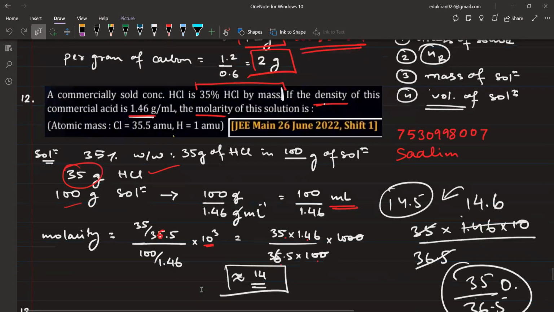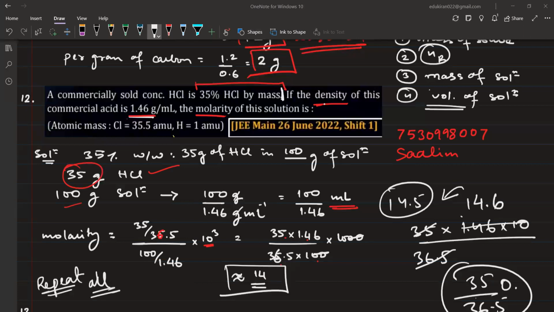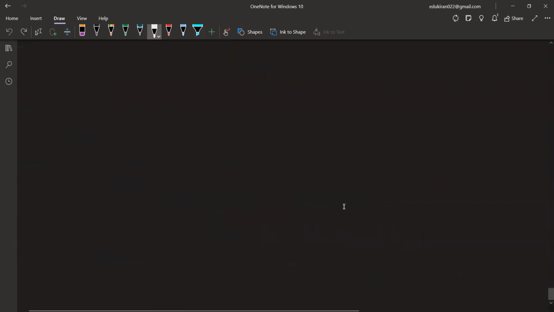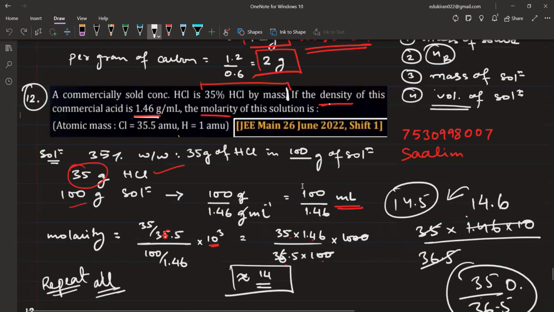Now, what you need to do is repeat all. ठीक है, प्लीज ध्यान रखें. What you have to do, you have to repeat all the questions. जितना I mean, we had done only 12 questions. 12 क्वेश्चन को आपको क्या करना है, फिर से रिपीट करना. ओके, wait a second. Please write this down.